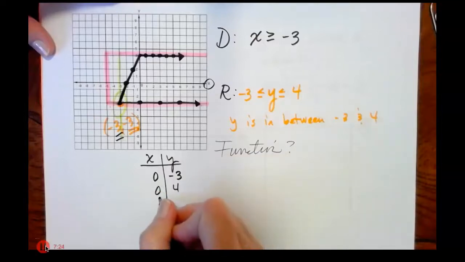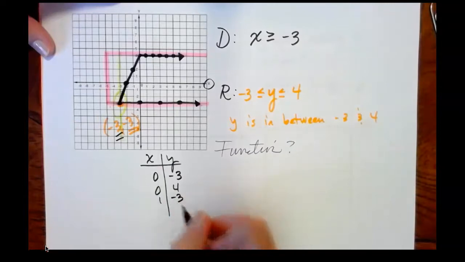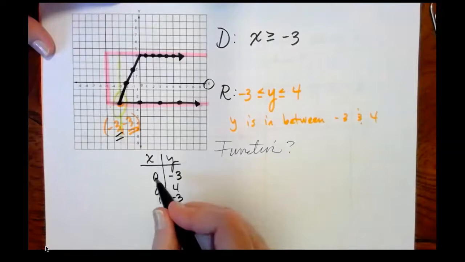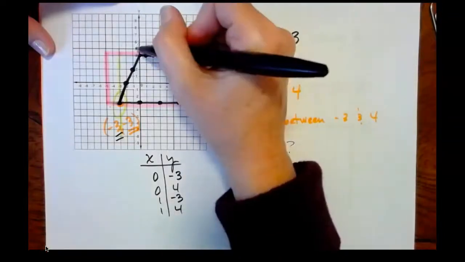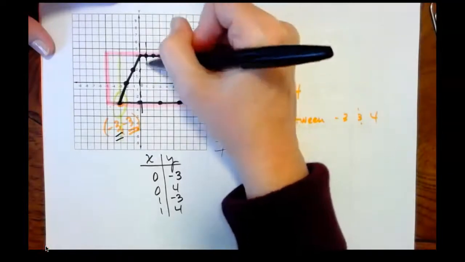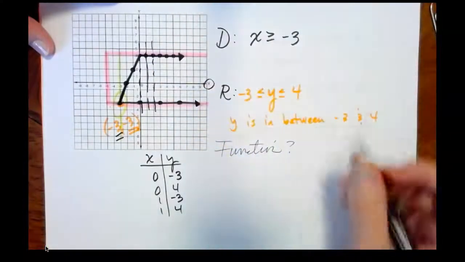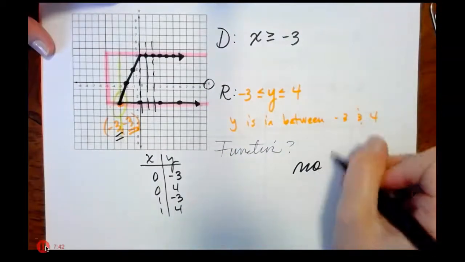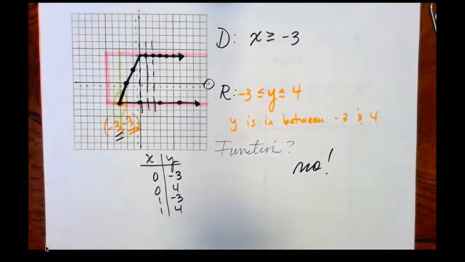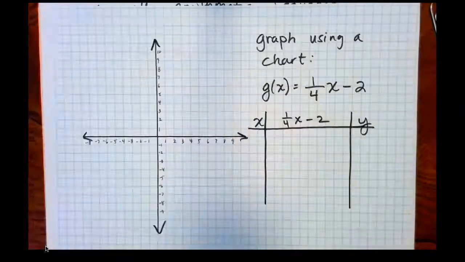It looks like 1 maps to -3 and 1 also maps to 4. So if 0 maps to 2 places, 1 maps to 2 places, and we can see this particular graph failing the vertical line test over and over and over. So is this a function? No, because the definition of a function says that every input has one and only one output.